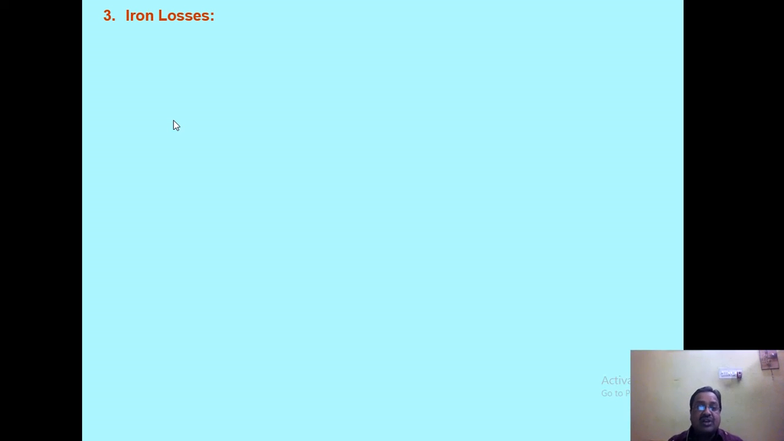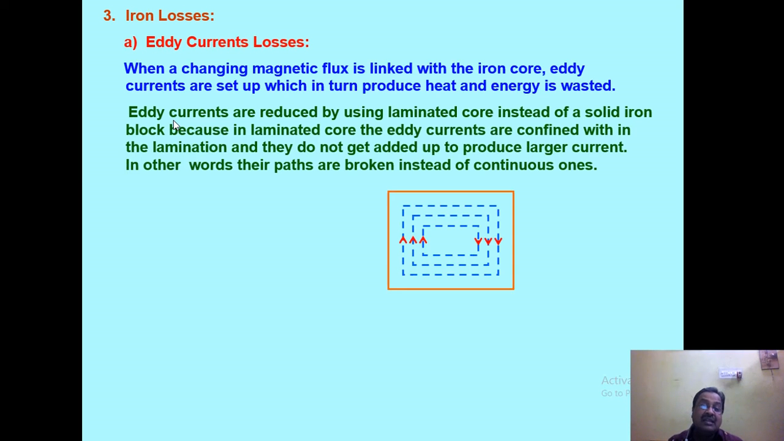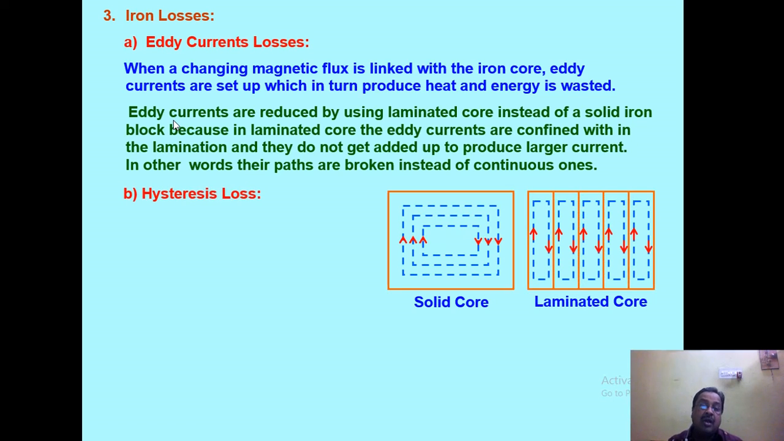The third loss for a transformer is iron losses. Here, as a result of change in magnetic flux through the core over which the coils are wound, currents known as eddy currents are set up. These eddy currents are in closed circuits, and energy lost in the form of heat energy due to the flow of these eddy currents is called iron losses. So in these iron losses, one type is eddy current loss, and the other is hysteresis loss.